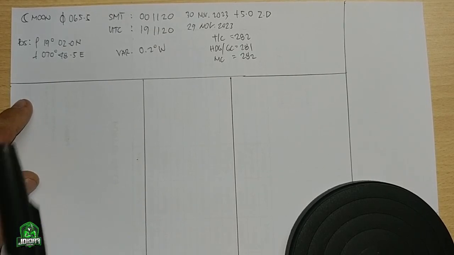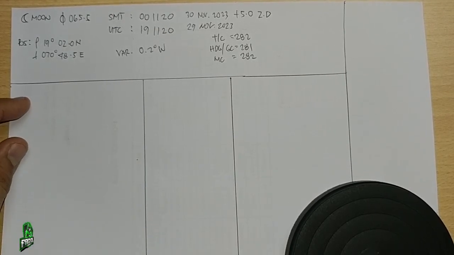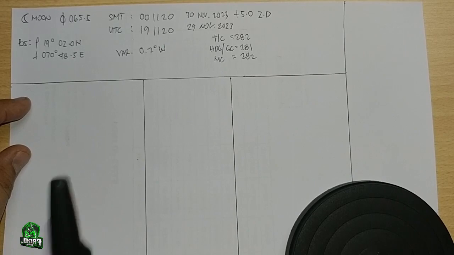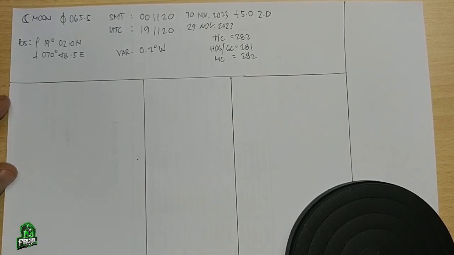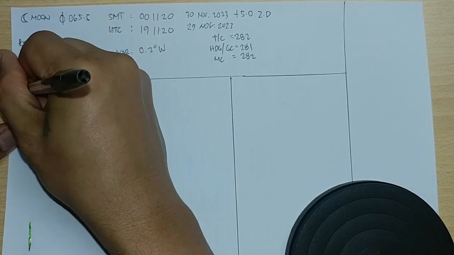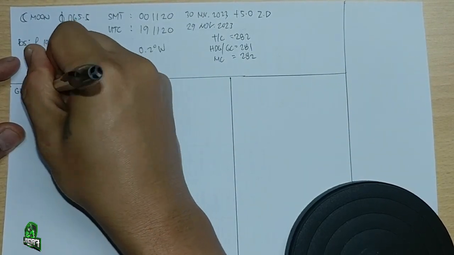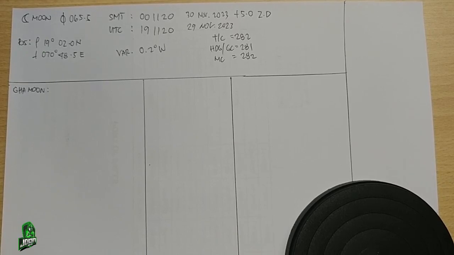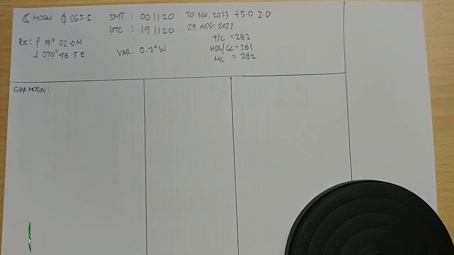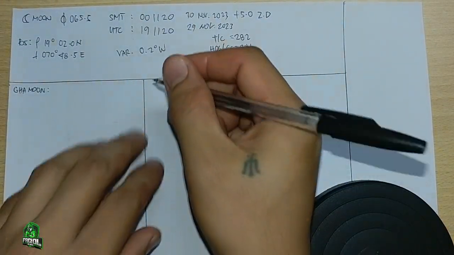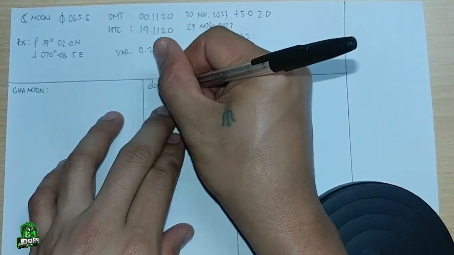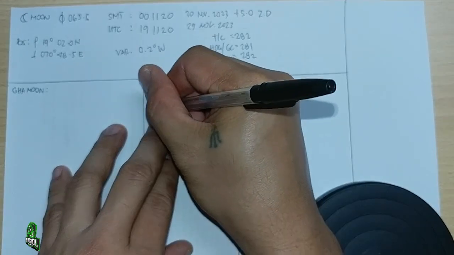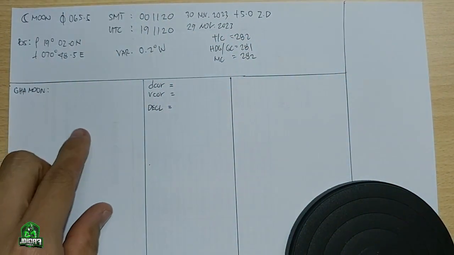So now, let's prepare your nautical almanac and scientific calculator. We don't need the Norie's Table. So we need only the scientific calculator and the nautical almanac. So GHA of the moon, guys, here, you take the GHA of the moon, and also the d-correction and the declination here, guys.